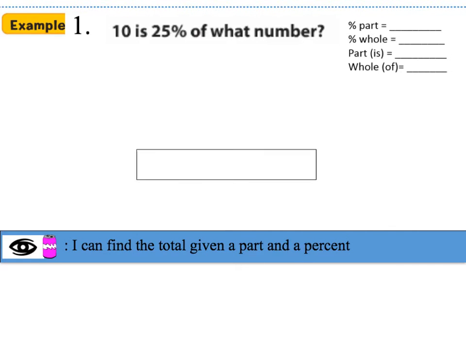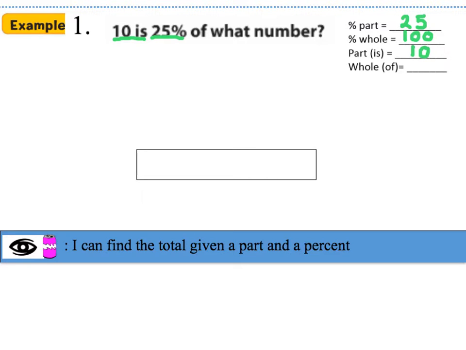So example 1 says 10 is 25% of what number? Let's go ahead and list down all the information that we have. The problem says 10 is part of a whole. Then they also give us 25%. Well, the 25% is our percent part. We know that every single percentage is out of 100%, so the percent whole is 100%.